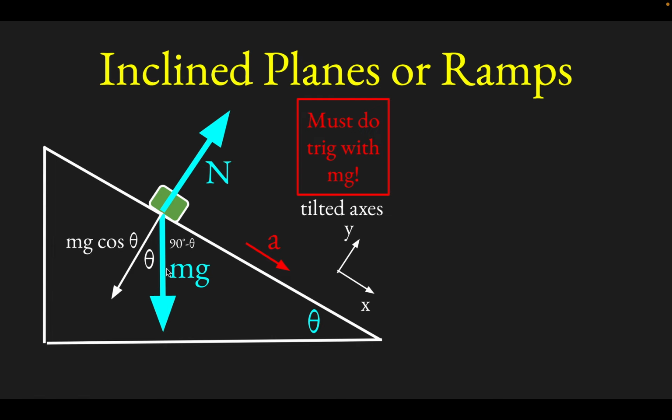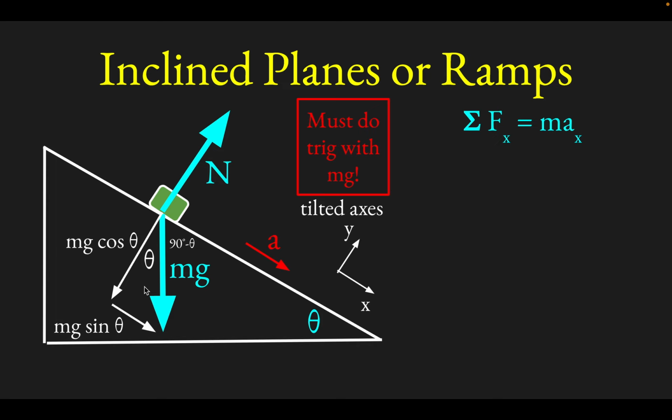If that's the case, the component of mg that's along the y direction would be mg cosine theta. Why cosine? Because it's adjacent to this known angle. Likewise, the component of mg that's along the x-axis would be mg sine theta. Why is it sine? Because it's opposite to this known angle.